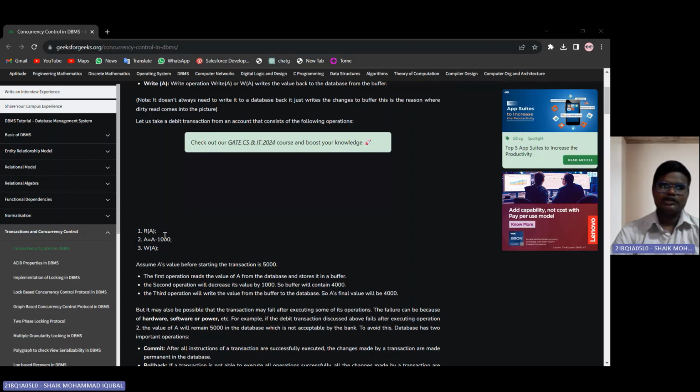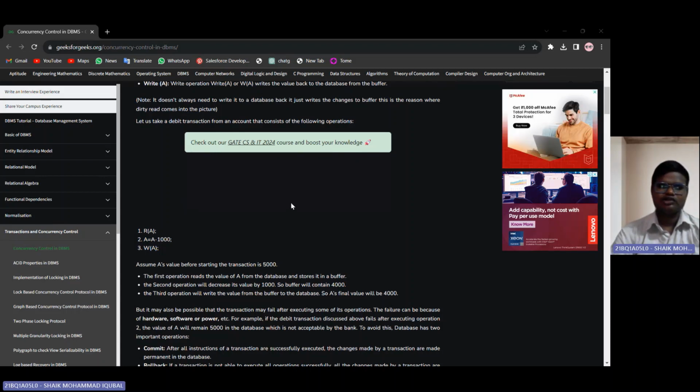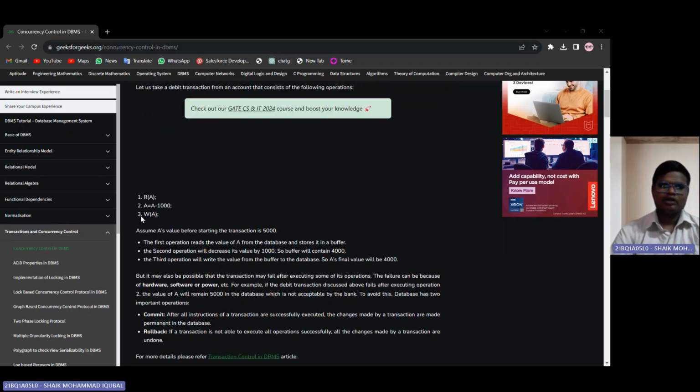The first operation reads the value of A from the database and stores it in a buffer. The second operation will decrease its value by 1000, so the buffer will contain 4000. The third operation will write the value from the buffer to the database, so A's final value will be 4000.